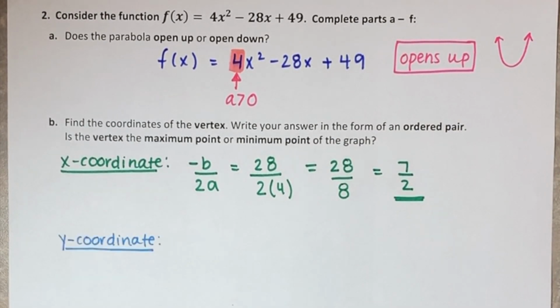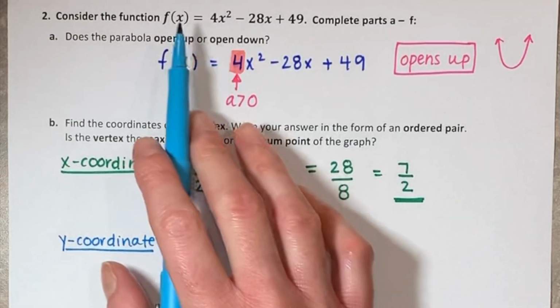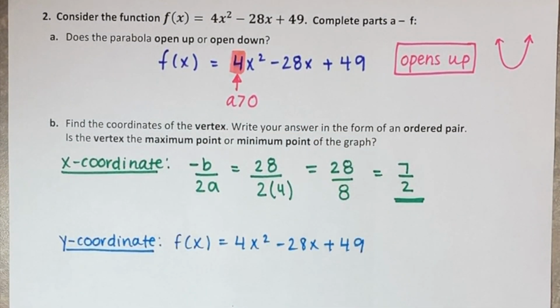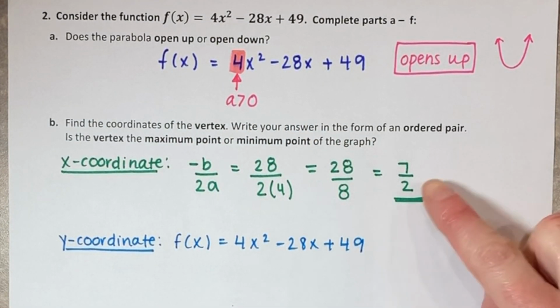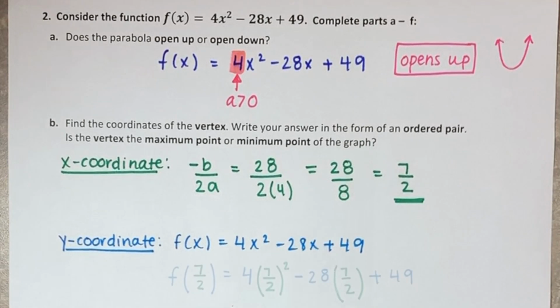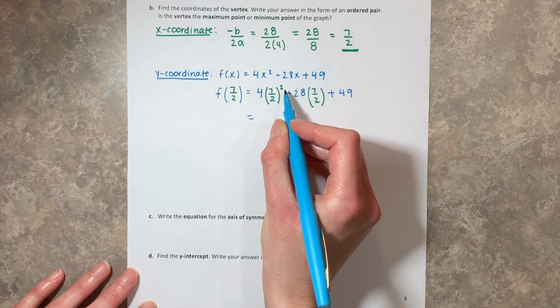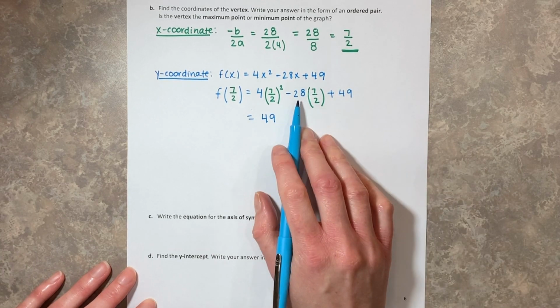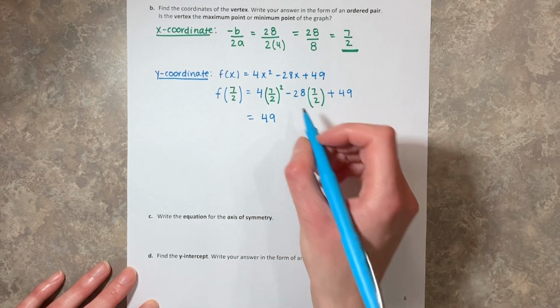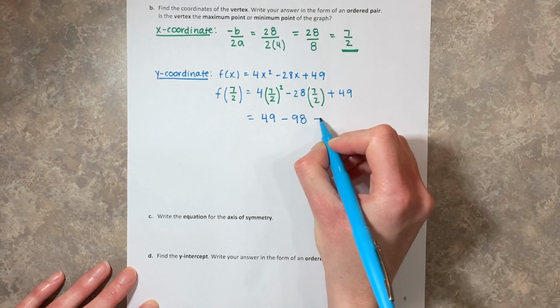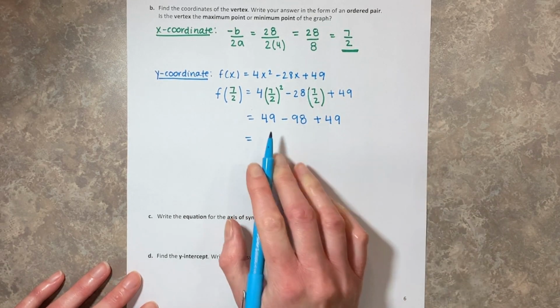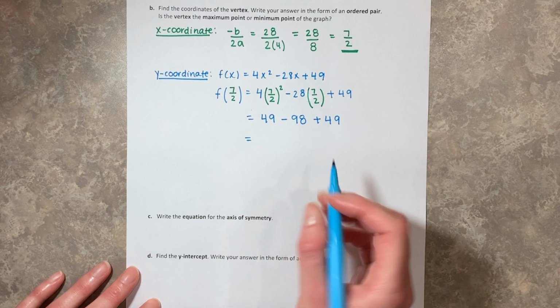Next step, we want to find the y-coordinate of our vertex. I'm going to start by just copying down our original given function. To find the y-coordinate of the vertex, we're just going to plug our x-coordinate into our function. So I went ahead and plugged in 7/2 for x in our function. Now that we've done that, if we use our calculator to support us here, 4 times 7/2 squared will give us 49. -28 times 7/2 will give us -98. And then we've got our plus 49. If we take 49 minus 98 plus 49, we end up with 0.